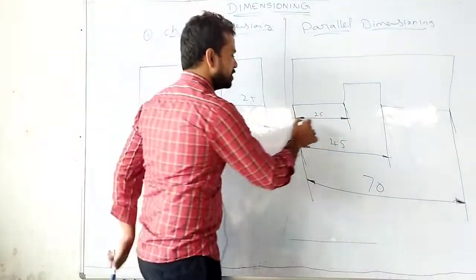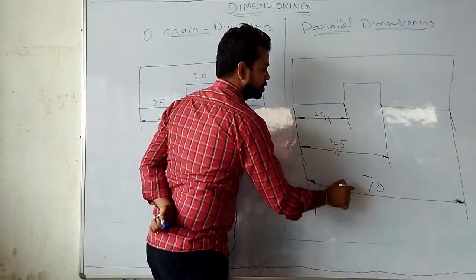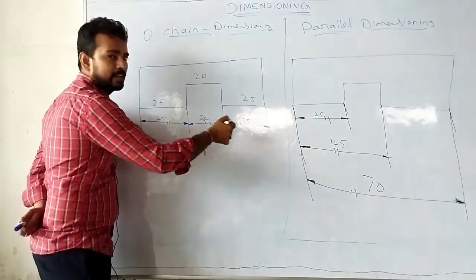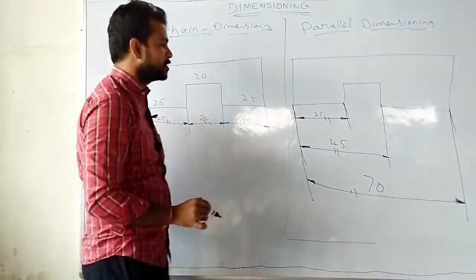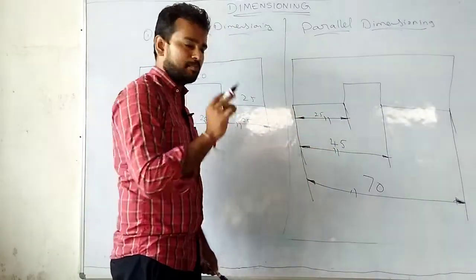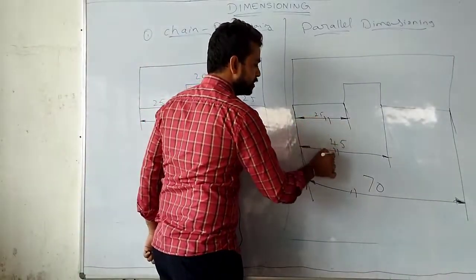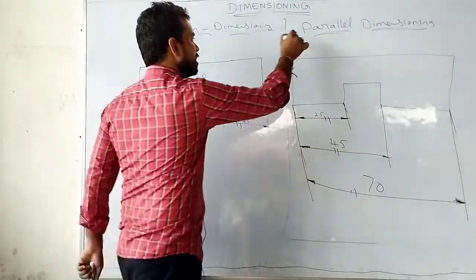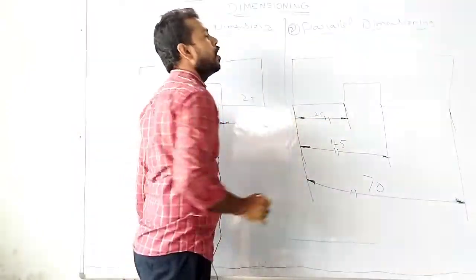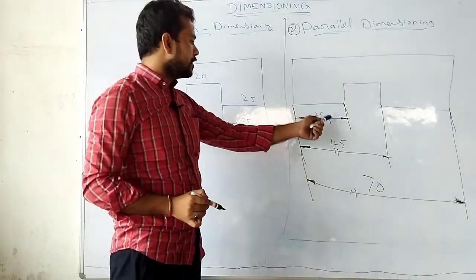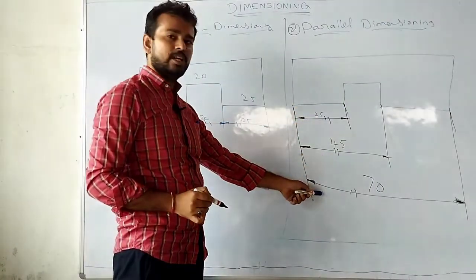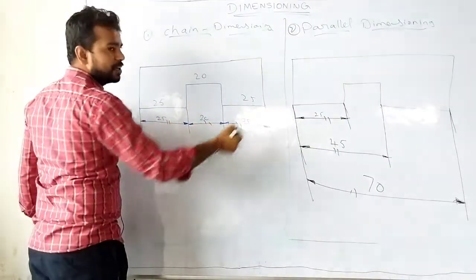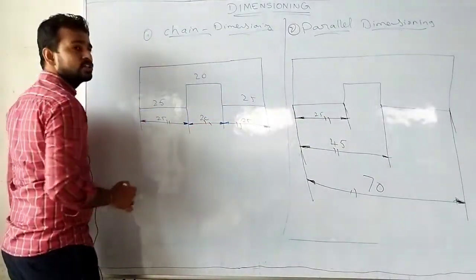See, here the dimensioning lines are parallel to each other. Here the dimensioning lines are one after another. So that's why this is called chain dimensioning and this is called parallel dimensioning. In parallel dimensioning, the dimensioning lines must be parallel to each other. Please remember this point. The name itself tells you how the parallel dimensioning will be. If the dimensioning lines are parallel with each other, then it is parallel dimensioning. If the dimensioning lines are one after another, then it is chain dimensioning.